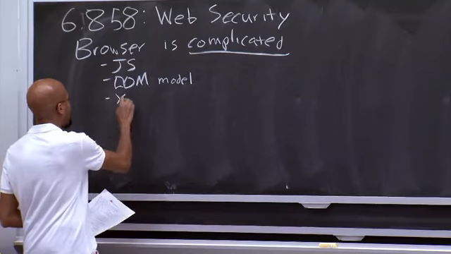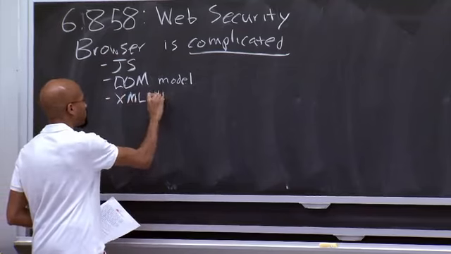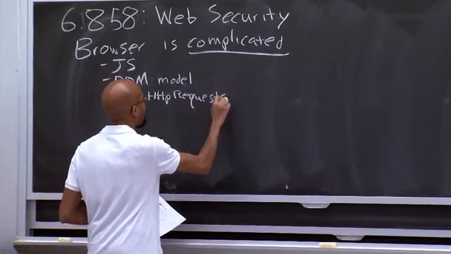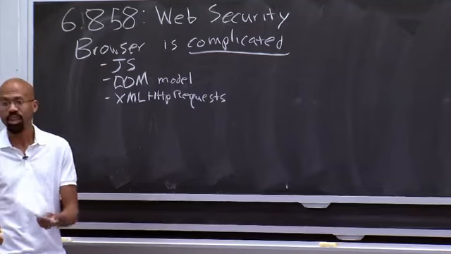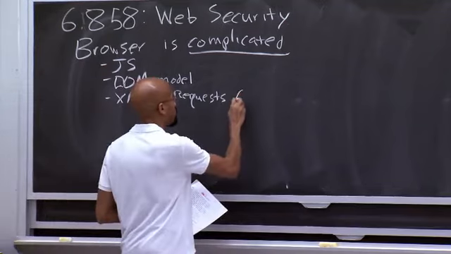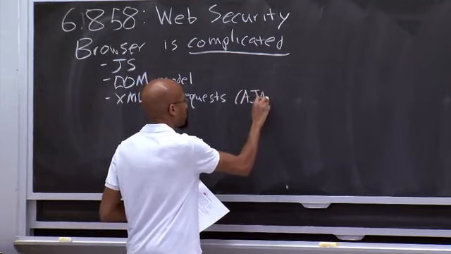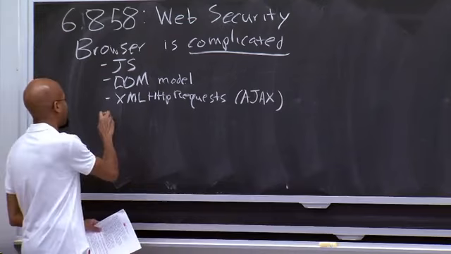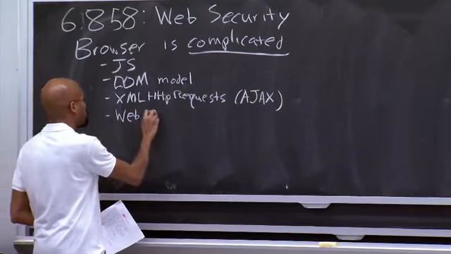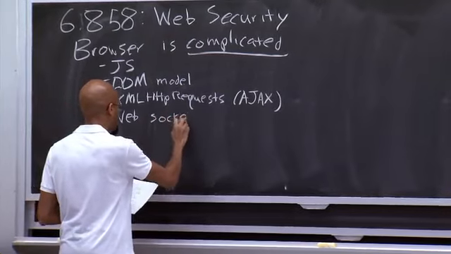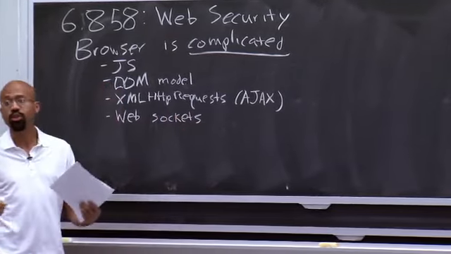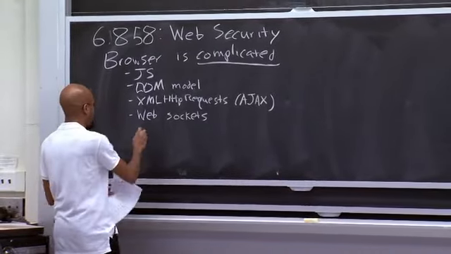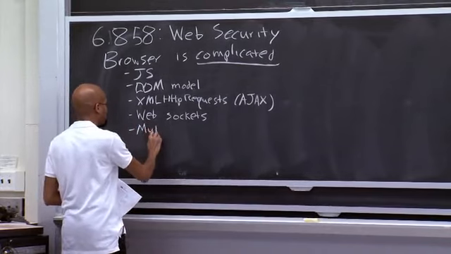There's XML HTTP requests. These are basically a way for JavaScript to asynchronously fetch content from servers. You may also hear XML HTTP requests referred to as AJAX, or asynchronous JavaScript fetching. There are things like WebSockets. This is actually a recently introduced API. WebSockets essentially allow full duplex communication between clients and servers, communication going both ways.